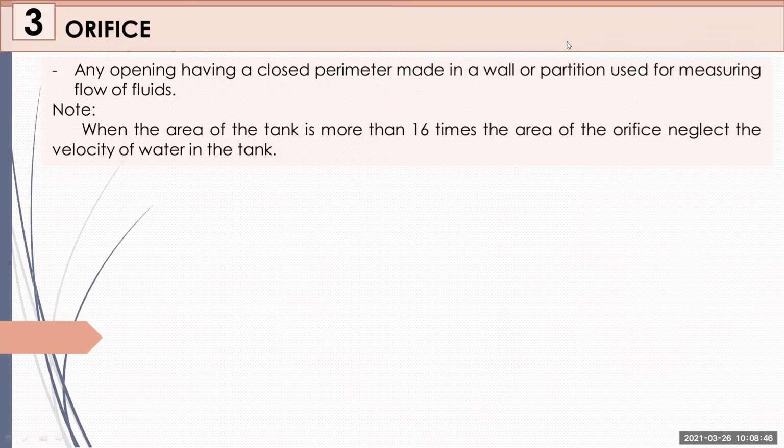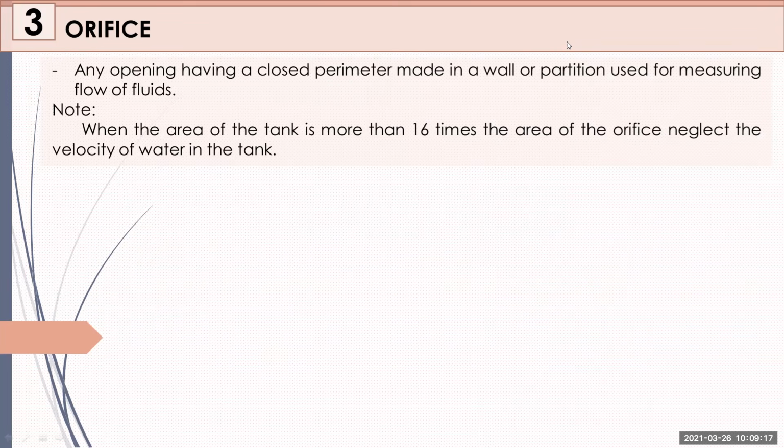Ibig sabihin, kapag napakalaki, 16 times yung bigger yung area ng tank natin kaysa sa orifice natin, ina-neglect natin yung velocity because baka napakalaking storage of water na yung kino-consider natin, like yung mga dams and reservoir natin. Diba sinabi ko last time na ang reservoir natin ay ine-neglect na natin yung velocity niya, kasi parang hindi na rin natin nalalaman yung speed of water or speed of the fluid sa reservoirs natin.